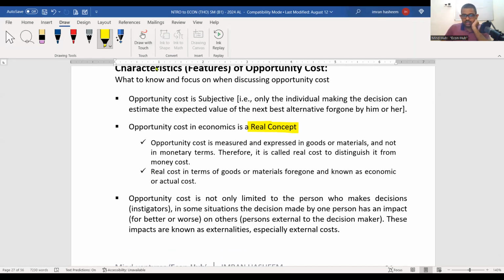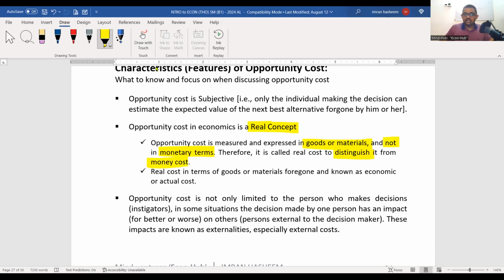Opportunity cost is measured and expressed in terms of goods or materials, and not in what terms? Monetary terms. So that's clear. Therefore, it is called the real cost to distinguish. What does the word distinguish mean, Putta? It means to separate. We are trying to separate opportunity cost and say, no, opportunity cost is not a money thing. It's a real thing. Get it? Right. From money cost. Distinguish from money cost.